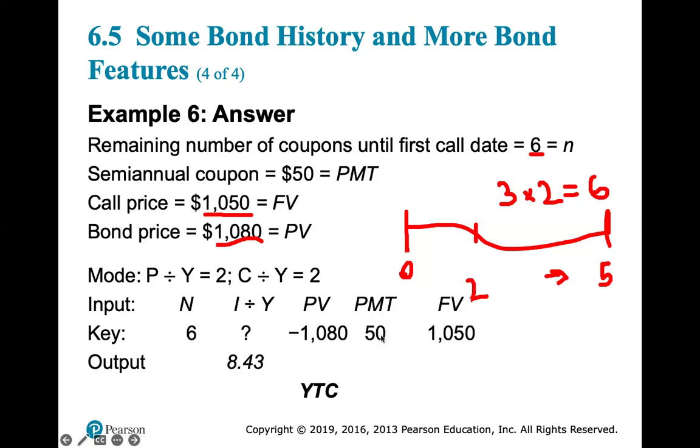And PMT, the coupon payment every period, is $50. And the face value at the 5th year is going to be 1,050. Again, this is a call price. It's the face value plus the premium on calling the bonds. If the company calls back, they need to pay some compensation for it. And then you calculate the yield to maturity.